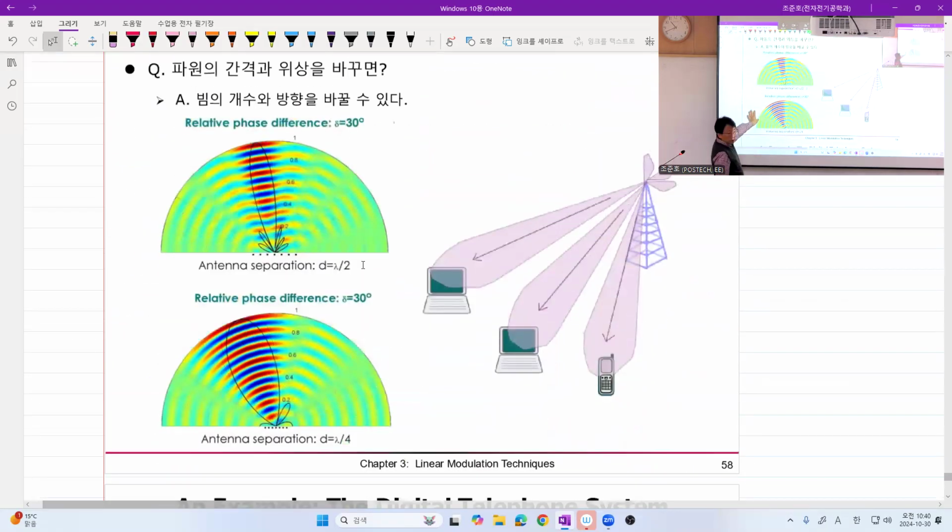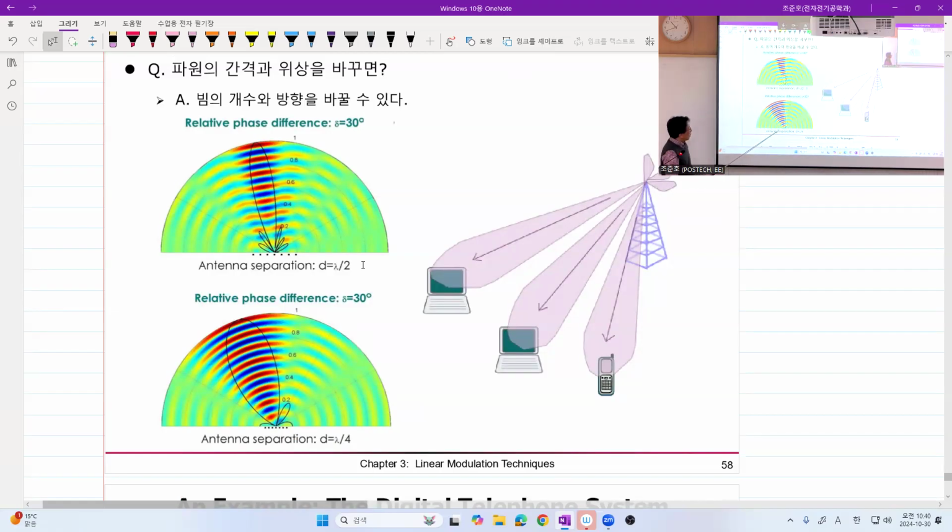So these two are examples. As you see, antenna separation, now antenna, not ping pong balls. Antenna separation, half of the wavelengths. And now you have how many? 7 sources. And relative phase difference between adjacent sources is 30 degrees. And interestingly, you see that most of the power, or you may say energy, is directed that way. Isn't it interesting?